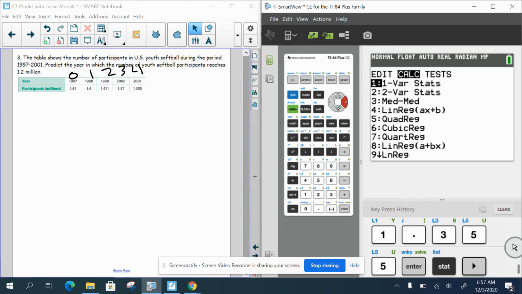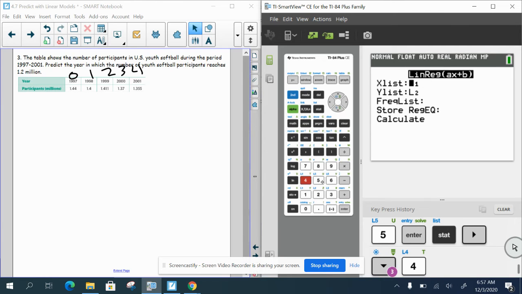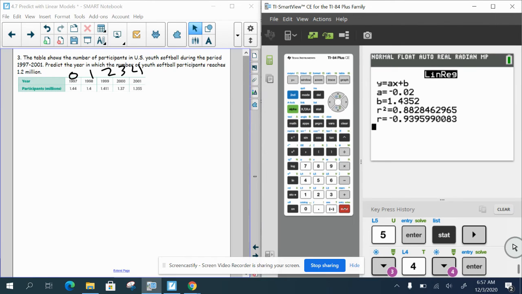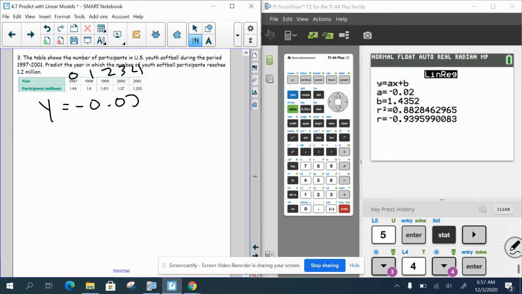So really, once you start practicing these steps for finding the equation, it really is not that hard. It doesn't really take that long either. No longer than solving an equation would be. So we've got our equation is y equals negative 0.02x plus 1.4352. Now, be careful though, because this says to predict the year.